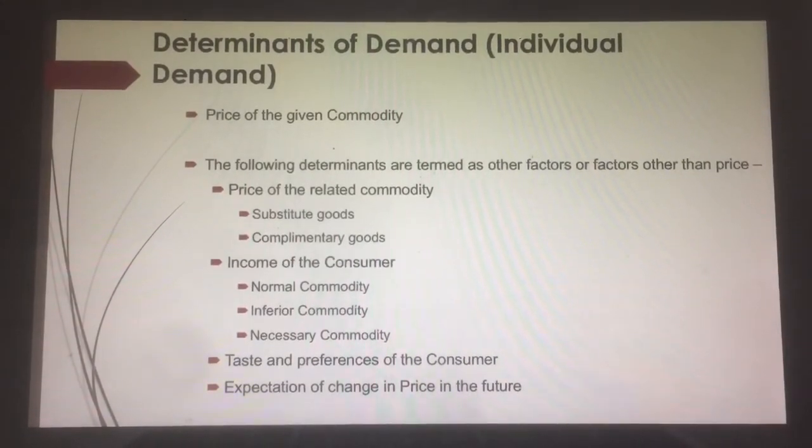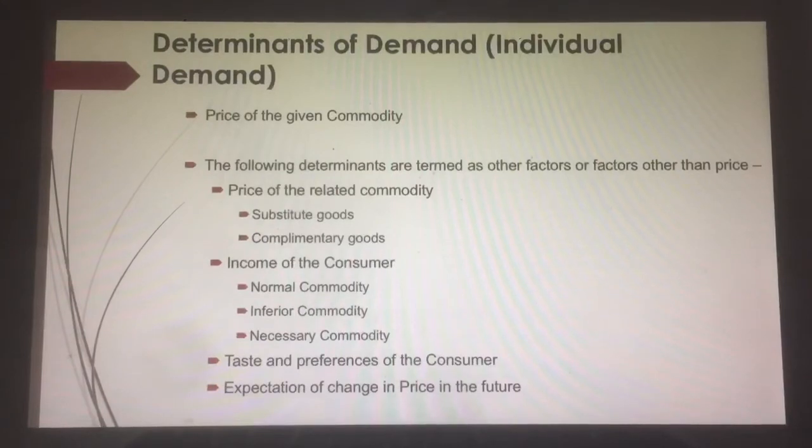Next point, the next determinant which influences the demand of the commodity is income of the consumer. This topic we will discuss in the next part of the video.